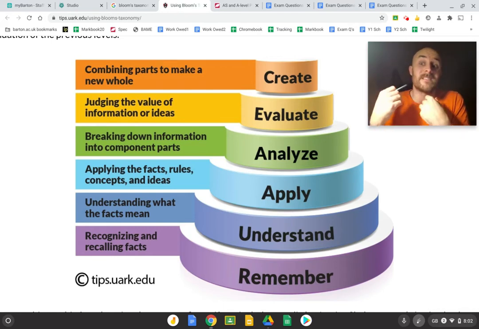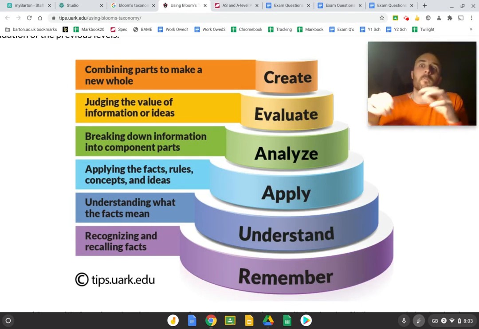AO1 is basically you telling me something, right? So if I say describe, if you get a question that says describe, they're asking you for AO1. If you get outline, name, identify, these command words at the start of a question will determine what AOs they are. So if I were to say to you, describe the theory of systematic desensitization, you're not applying, you're not evaluating, you are just simply telling me something that you remember. You are parroting it.